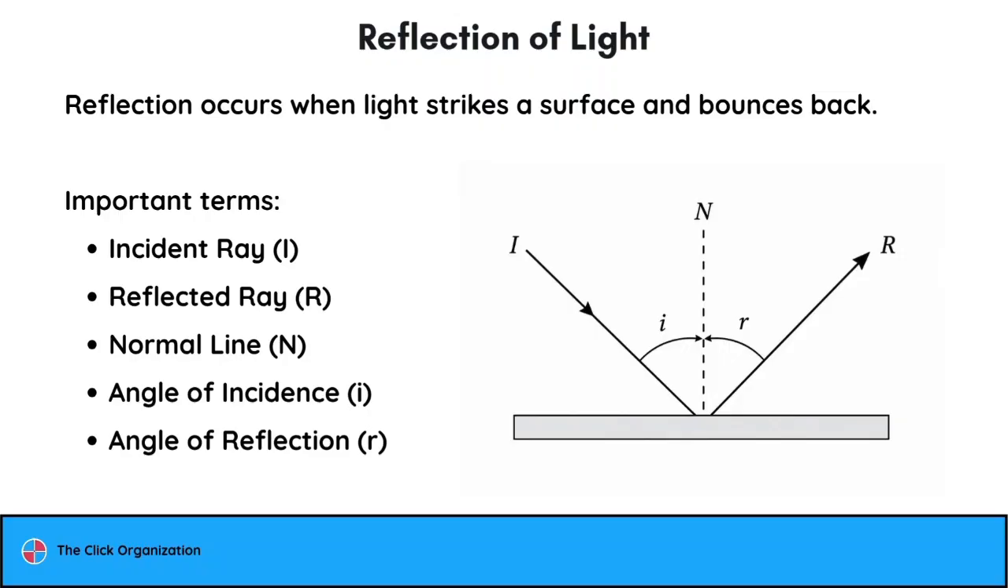And we have the angle of incidence, which is the angle between the incident ray and the normal line. And we have the angle of reflection, which is the angle between the reflected ray and the normal line. These terms are very important because they are used in the laws of reflection.